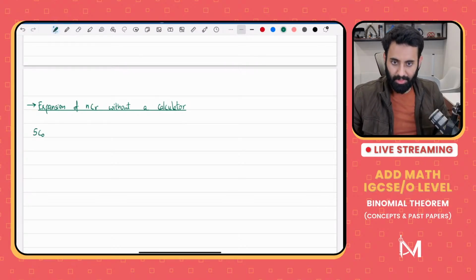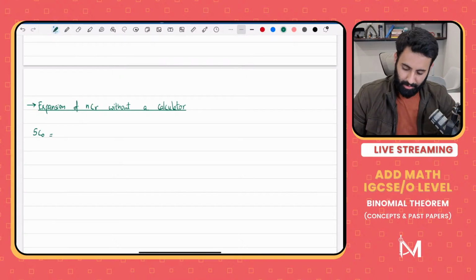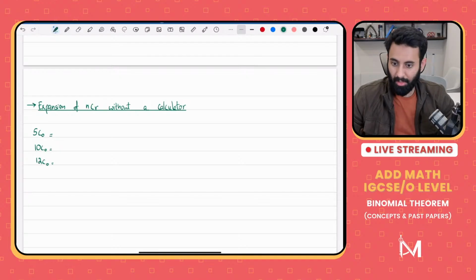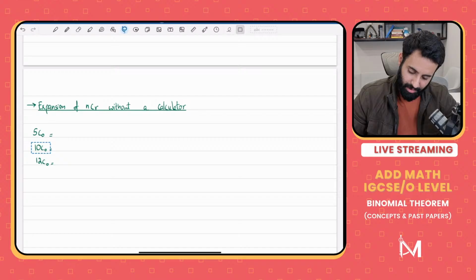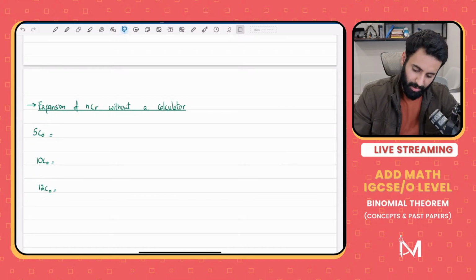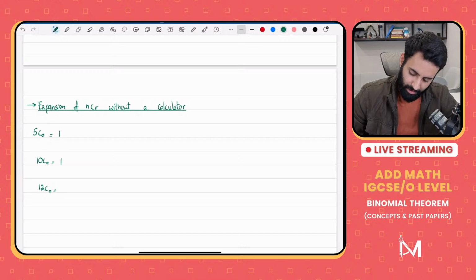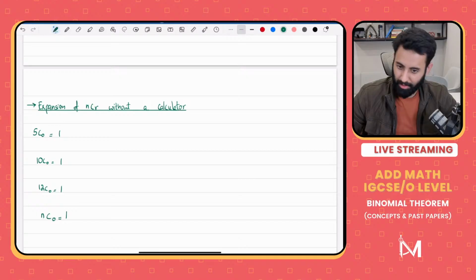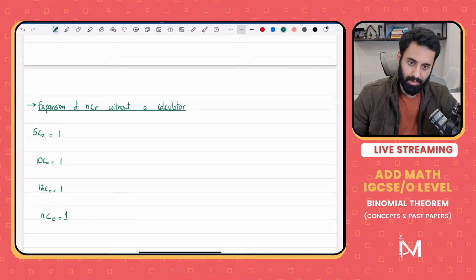Okay, so let's start. I want you guys to use your calculator. I know this is without a calculator, but I want you to use your calculator, and we're going to make some standard rules for ourselves. So figure out 5C0, 10C0, 12C0, and you will notice that you repeatedly get the same term, and that is 1. So we can make a standard rule for ourselves that no matter what the term is before C, as long as the term after C is 0, we get 1.